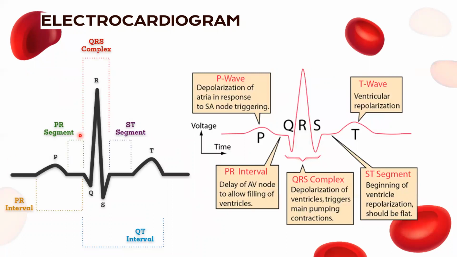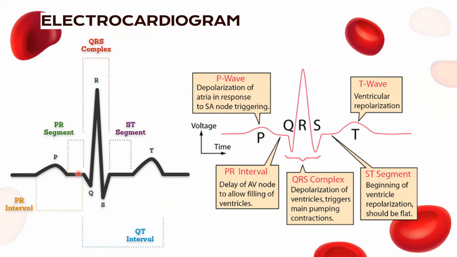And in your ECG, there would be formation of this ECG tracing. In the tracing of an ECG, there would be different waves: a P wave, Q wave, QRS complex, and a T wave. Okay? The P wave is the depolarization of the atria in response to SA node triggering. So the atria will depolarize and contract.